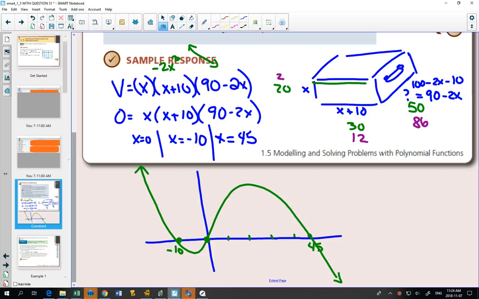Okay. Yes? Will it ever ask you to graph it accurately with a calculator? This would be accurate enough without a calculator.